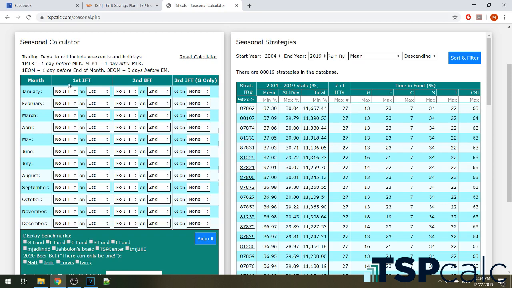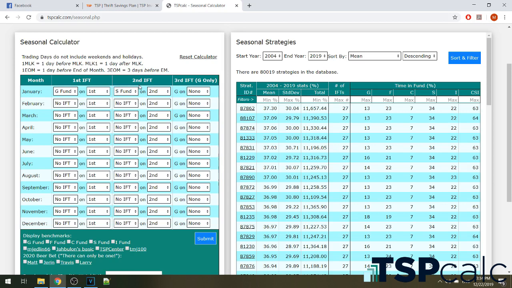The TSP also has a 2 IFT rule, and that rule stipulates that you can make a trade to any fund you want once a month, and then you can make a second trade to any fund you want. And then that's it. That is it for what they call unlimited trades. Unlimited meaning you can move them to any fund you want.